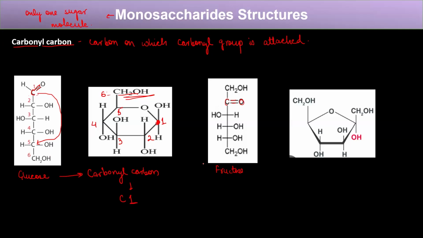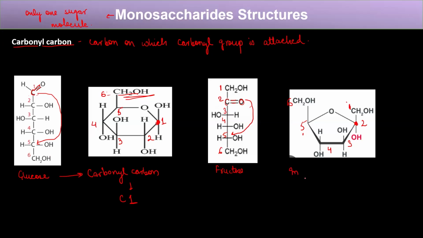Now, what about fructose? In the case of fructose, this is your open chain structure. This is 1, this is 2, this is 3, 4, 5, and 6. Now, here this CO again attacks the fifth carbon and forms the ring structure. But in this case, the numbering will start from here because it has CH2OH first. This is 1, 2, 3, 4, 5, and 6, right? So in this case, which is the carbonyl carbon? This one, or carbon second.